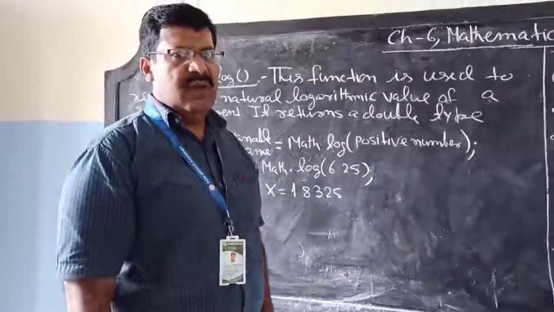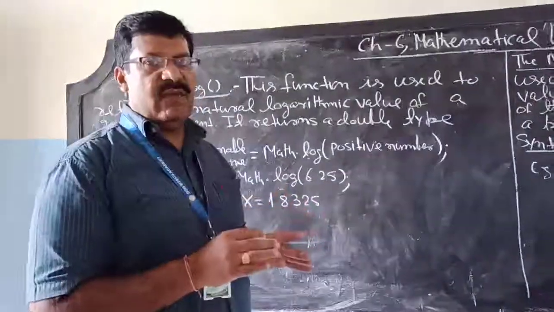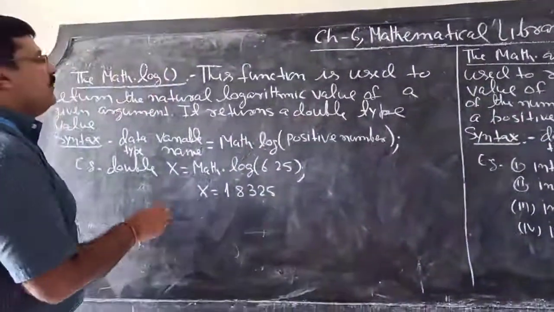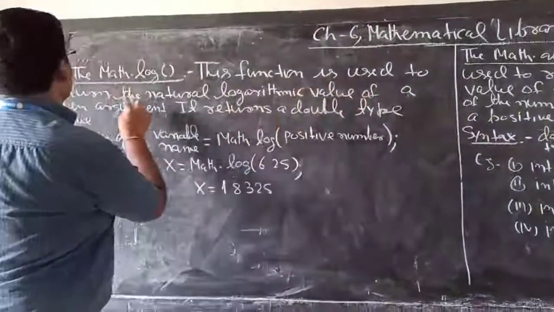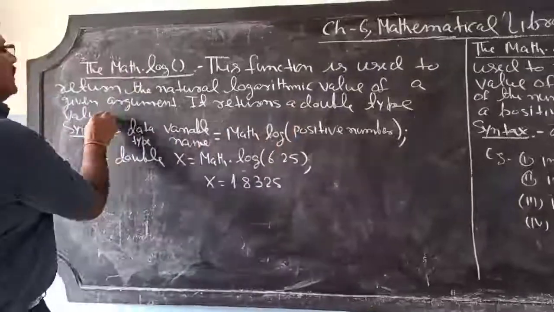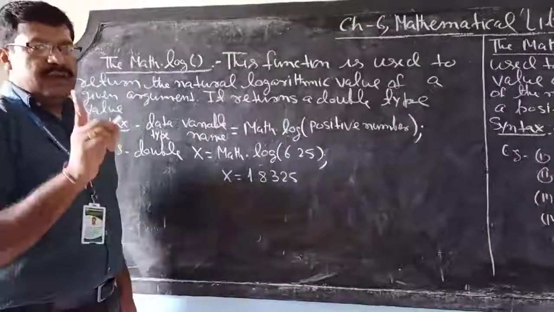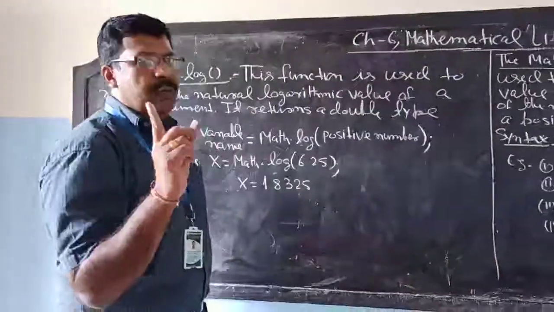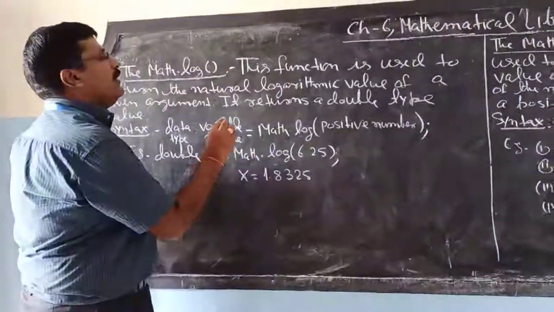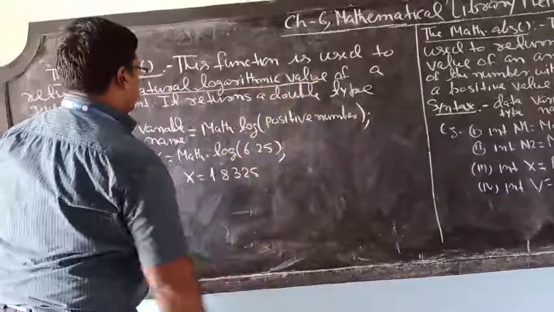It's very simple. What does it do? The logarithmic value that we find in mathematics, the same value is found of any positive number by this function. What is the definition? This function is used to return the natural logarithmic value of a given argument. It returns a double type value. The number will always be positive and the output will be of double data type. For this, we need a number, to find out the natural logarithm of that number.